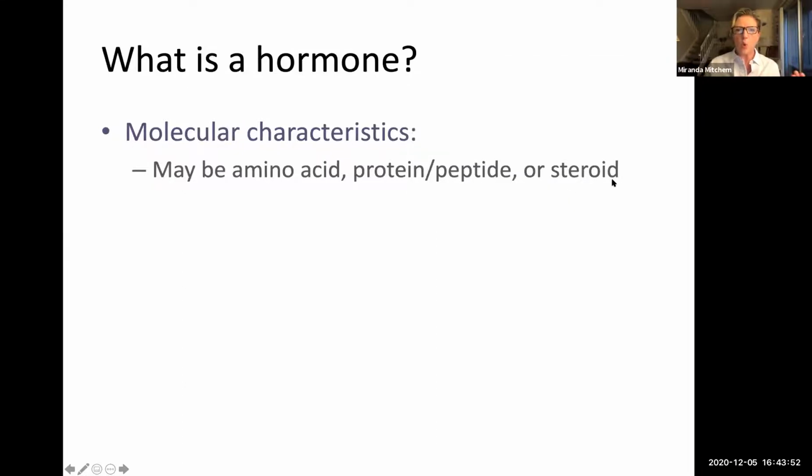And this is important because steroids are fat soluble. They're derived from cholesterol. So we have the ability to have hormones go into all of the different compartments of the body since we have different molecular characteristics associated with our various types of hormones.